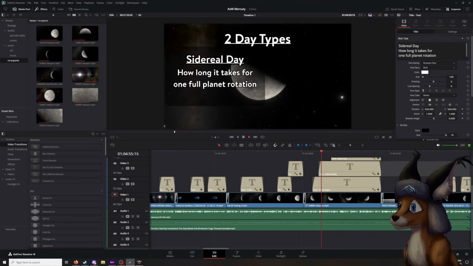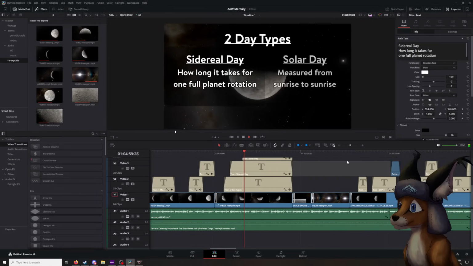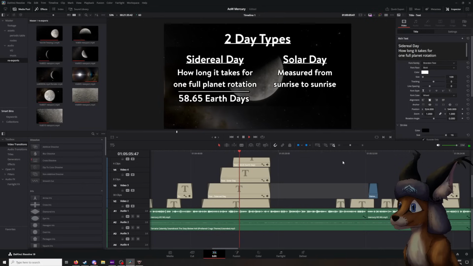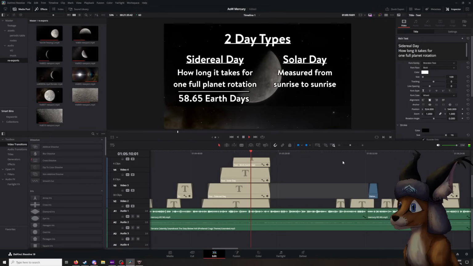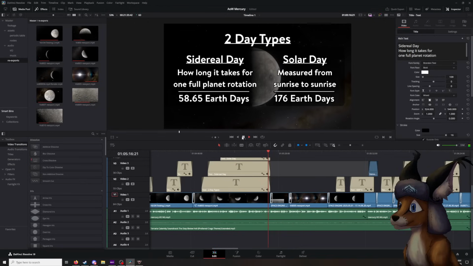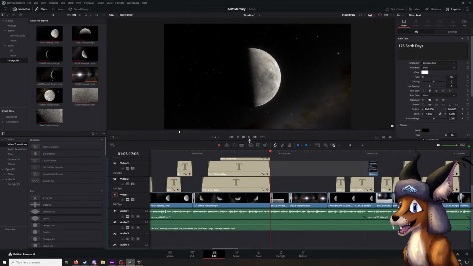The sidereal day, which is how long it takes a planet to complete 1 full rotation on its axis, and the solar day, which is measured from sunrise to sunrise. On Mercury, a sidereal day is about 58.65 Earth days, so it takes just shy of 59 days to fully rotate once. Because of that 3-2 spin-orbit resonance, though, a single solar day takes 176 Earth days, or 2 whole Mercurian years. I think this is really cool.